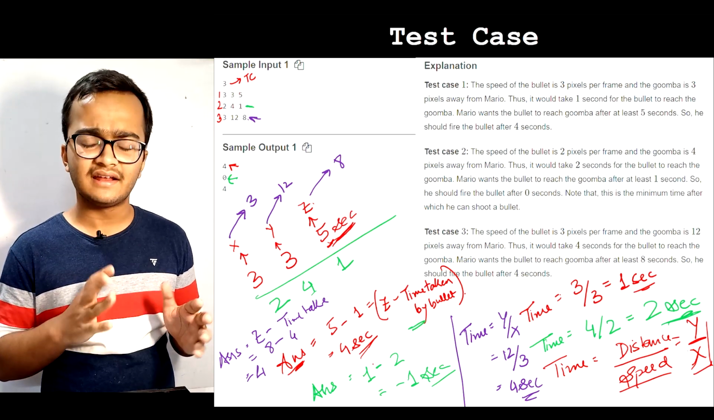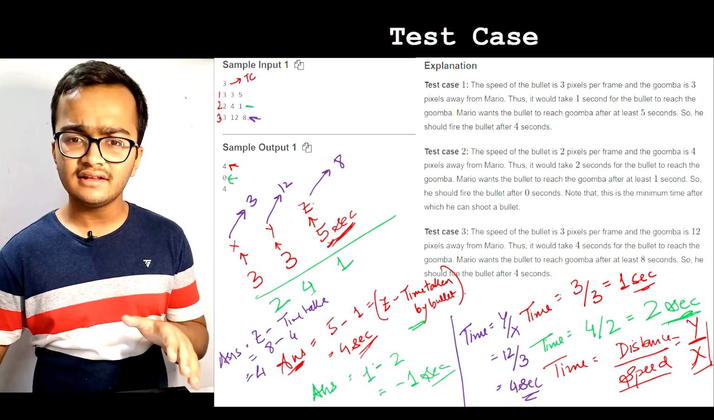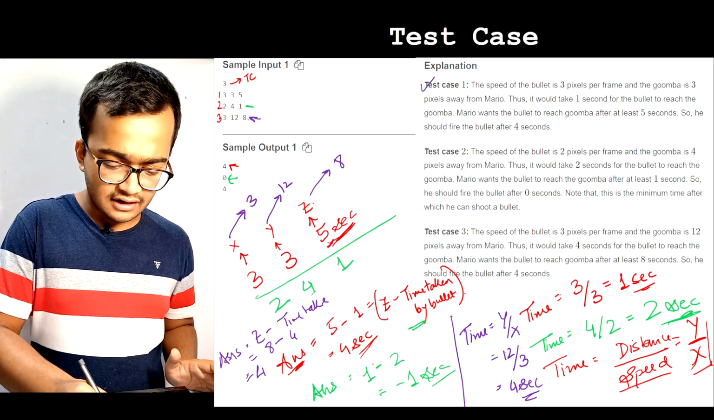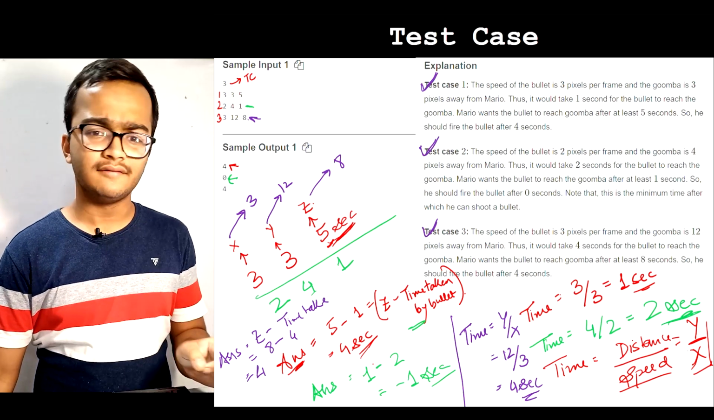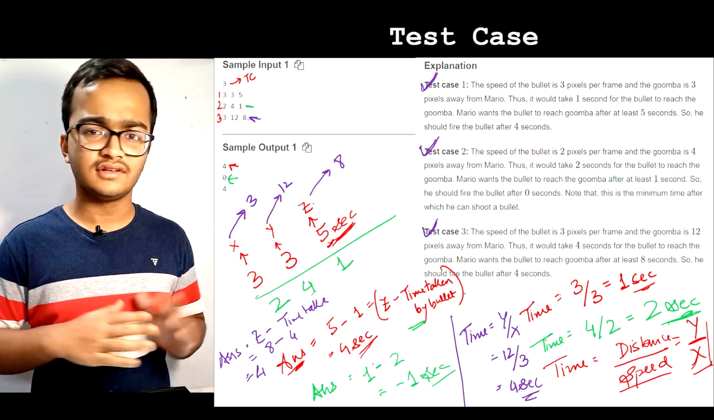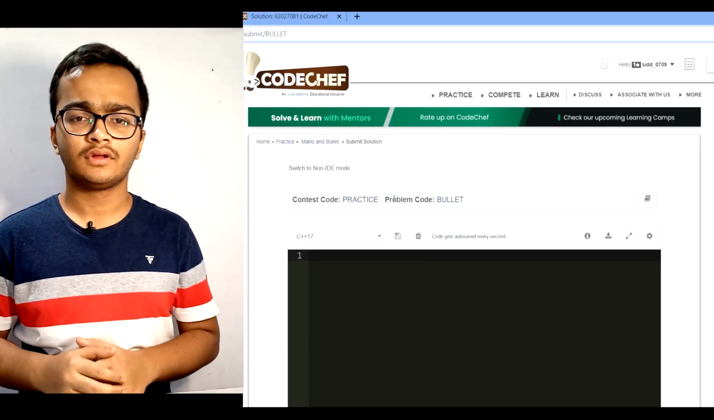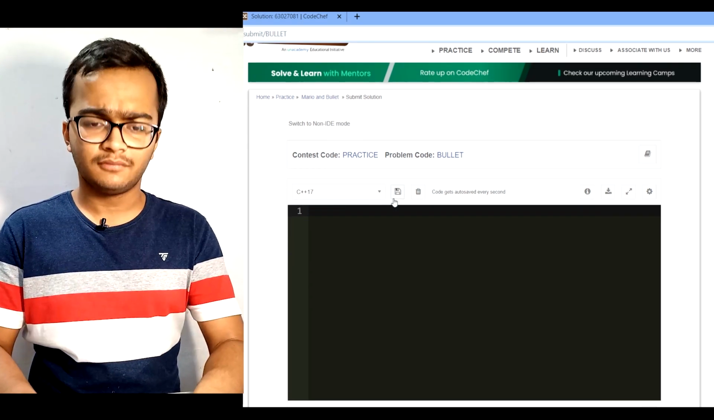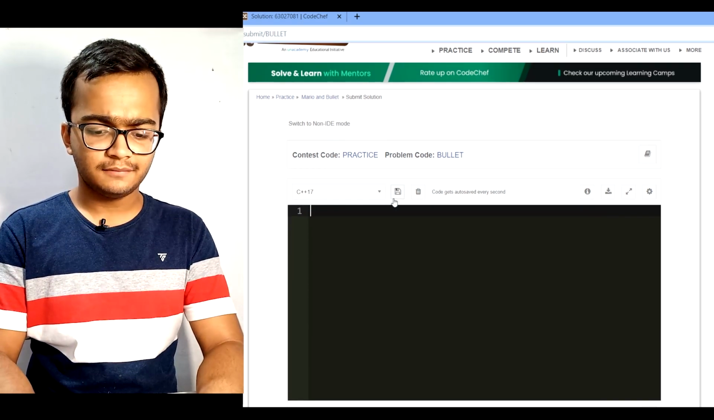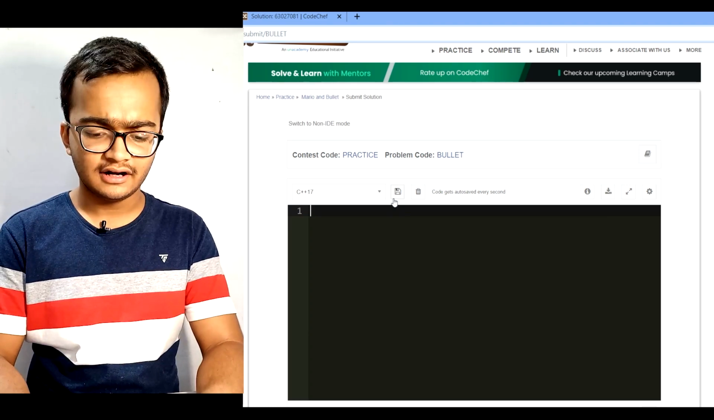So this was our analysis of the test cases. If you read the explanation over here, you can understand the same thing as I have explained. Okay. So we will now do nothing, we will now just simply code this thing in our compiler. As you can see, we are now in our CodeChef IDE and we are going to solve the problem like that. So we will write the basic things which are needed. Let me write that first.